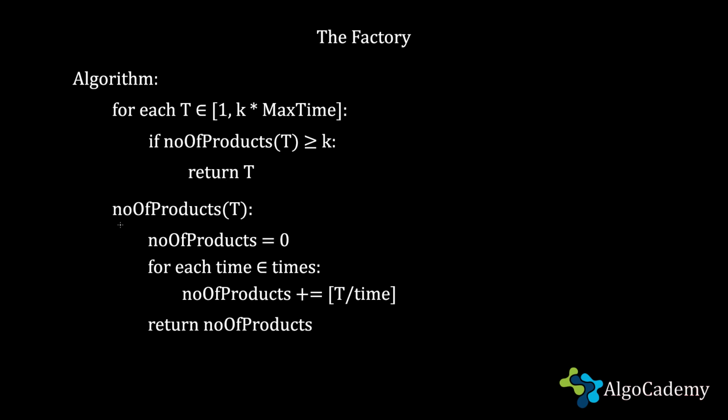Now, as for the function, this is simple. We just have a variable number of products initially equal to 0. For each worker, so for each time in the array of times, we are just increasing number of products by the integer part of t divided by time, because that's how many products that worker could pack alone. And in the end, we return the number of products.